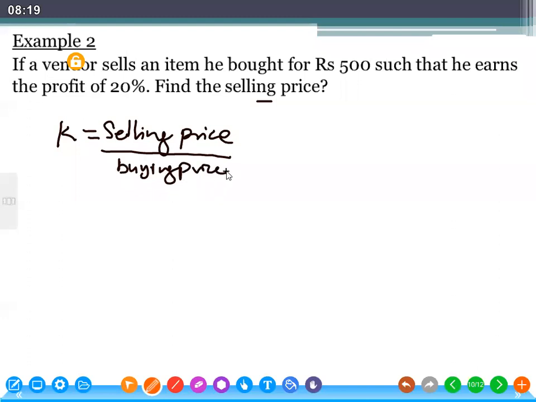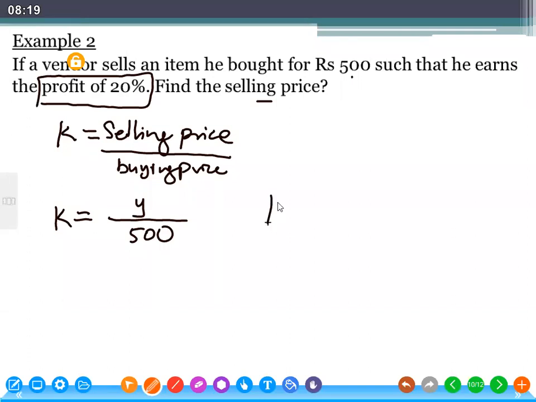For k, I can write it. So k is equal to, you have to find the value of the buying price 500, and you have to find the selling price. So I'm going to use it as y. To find the value for k, a clue is given that the profit is, so I'm going to use that one. Then k is equal to selling price over buying price.